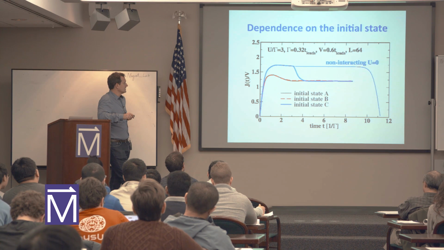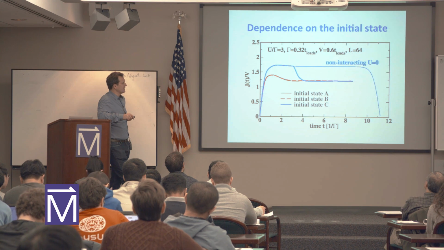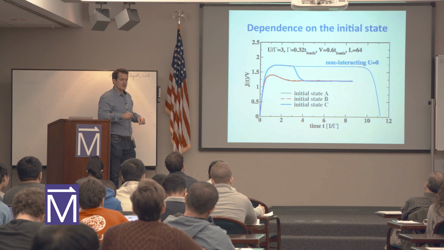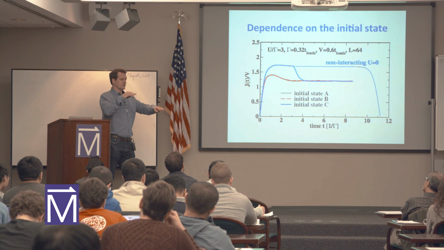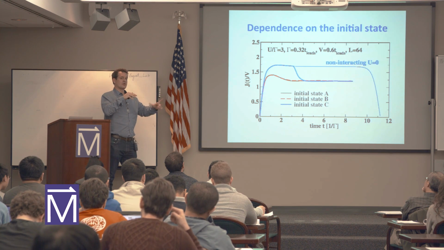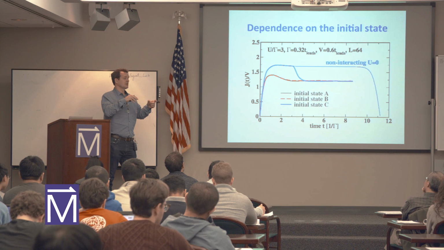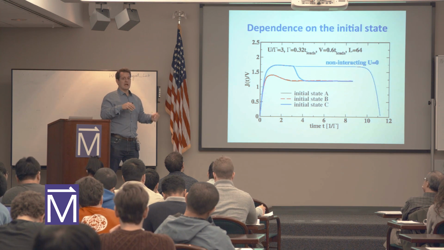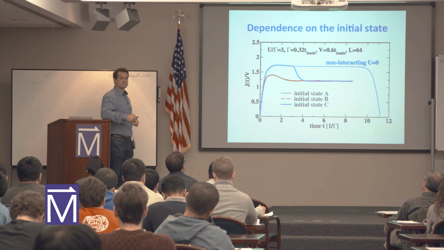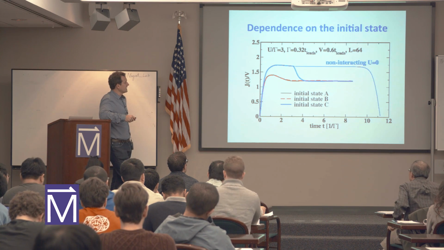This is how the steady state depends on the initial boundary conditions. If you do transport, you can do it in different ways. You can apply a bias at time 0. You can start with 2 leads at different biases and connect them at time 0 to the impurity. Or you can start from a non-interacting impurity and turn on interactions at time 0. And these are the 3 scenarios.